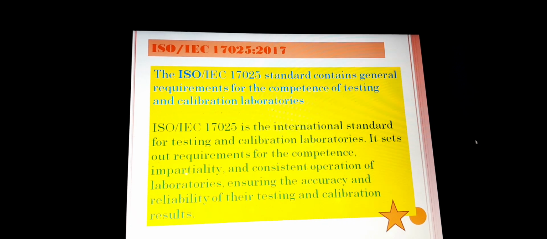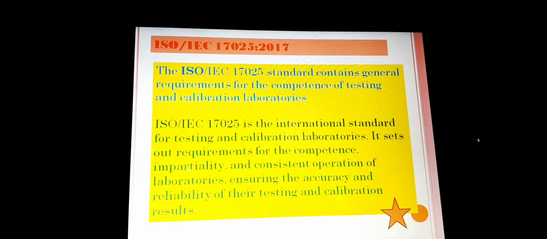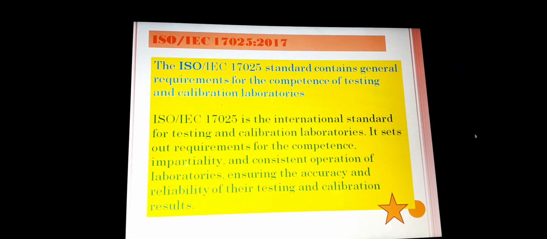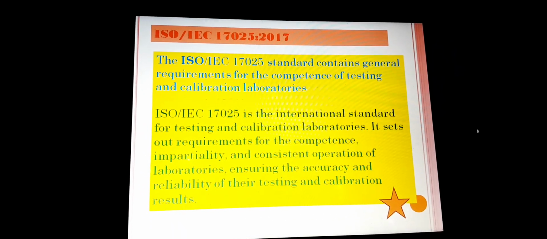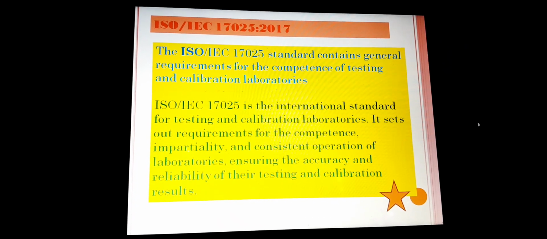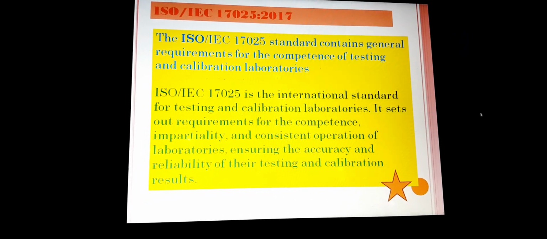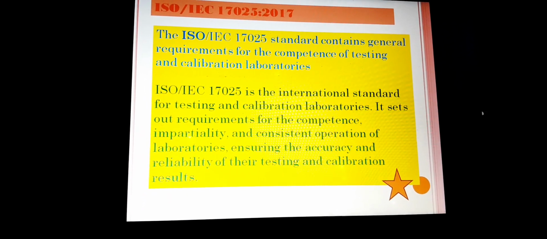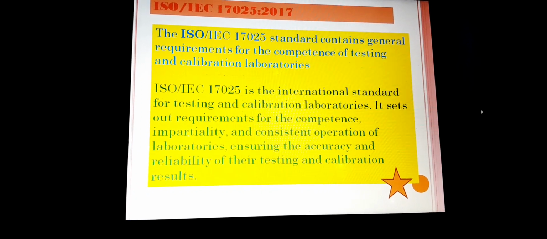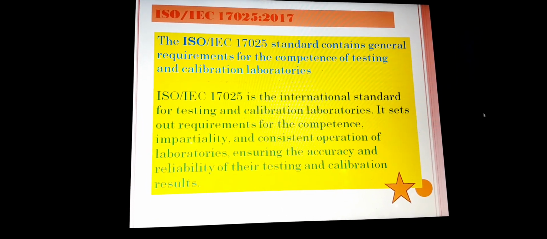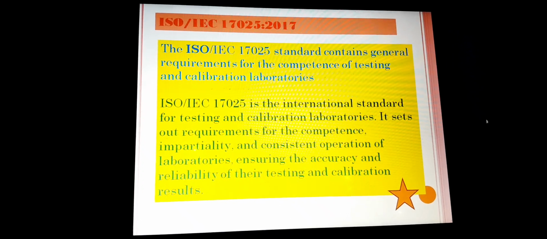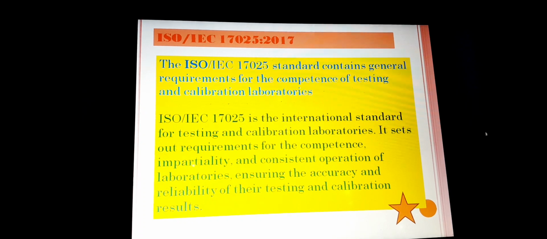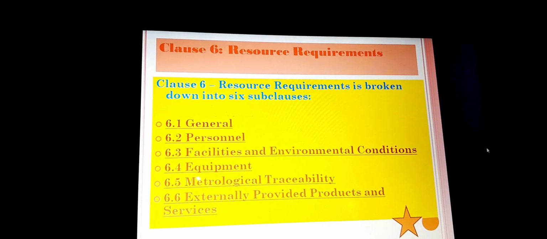Before going to the clause, we first discussed the importance of ISO IEC 17025-2017. ISO IEC 17025 is the standard which contains the general requirements for the competency of testing and calibration laboratories. It is an international standard, and it sets out requirements for the competency, impartiality and consistent operation of the laboratory, ensuring the accuracy and reliability of testing and calibration results.